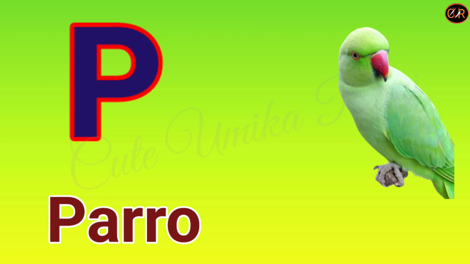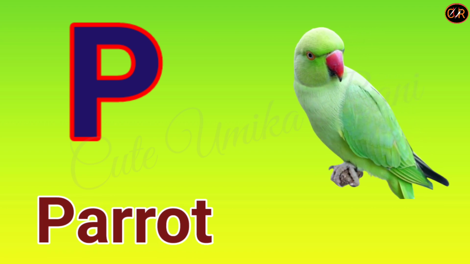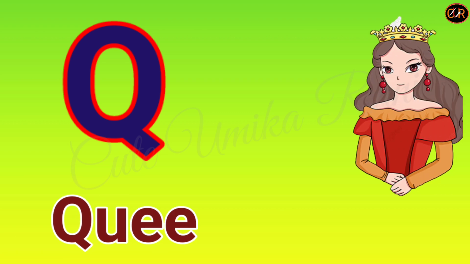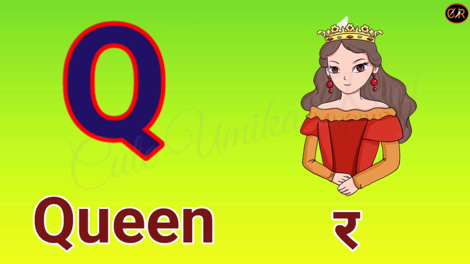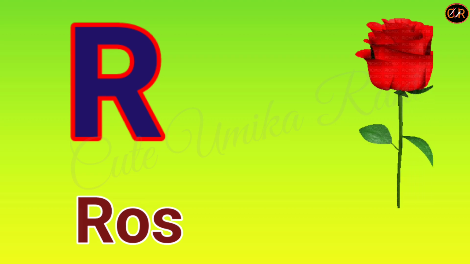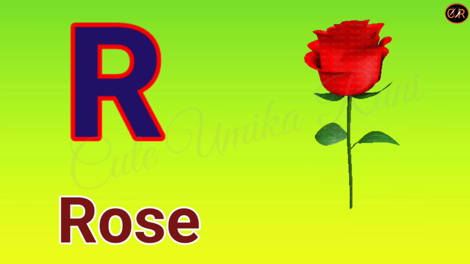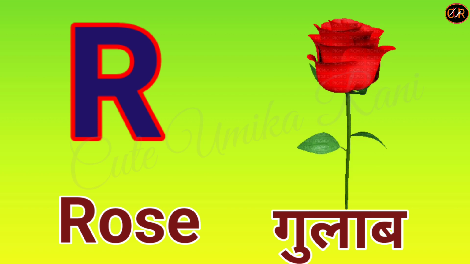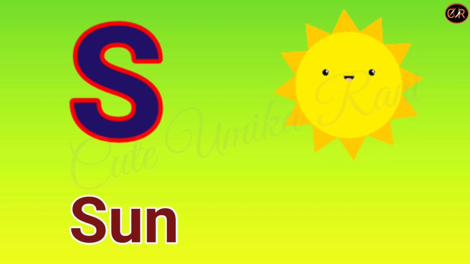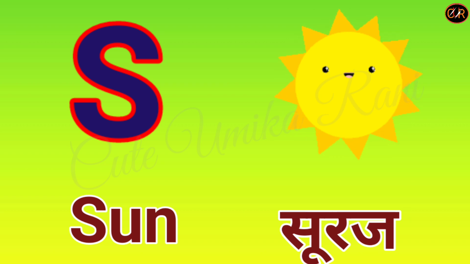P for parrot. Parrot means tota. Q for queen. Queen means tiny. R for rose. Rose means gulab. S for sun. Sun means suraj.